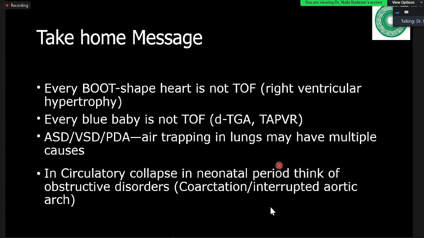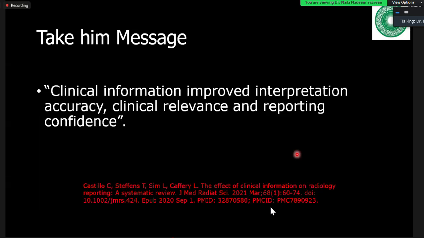ASD, VSD, PDA will keep on presenting to you with air trapping, and you really have to dig in the history to know why the air trapping is present. In circulatory collapse in the neonatal period, think of obstructive disorders, interrupted arch, and coarctation.